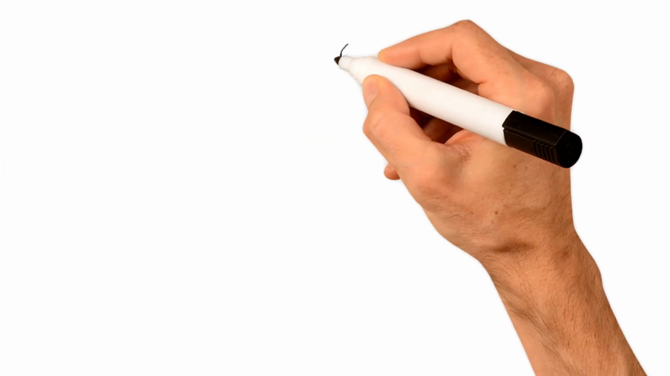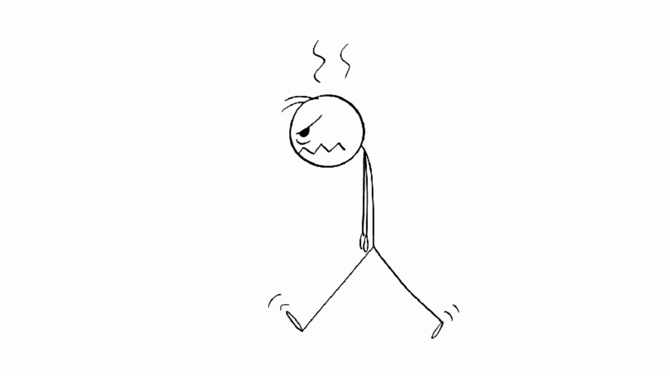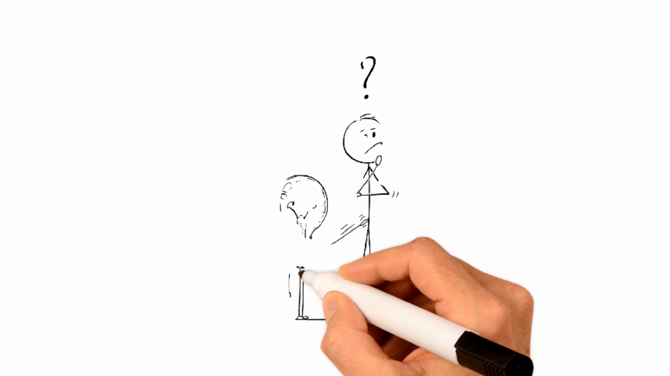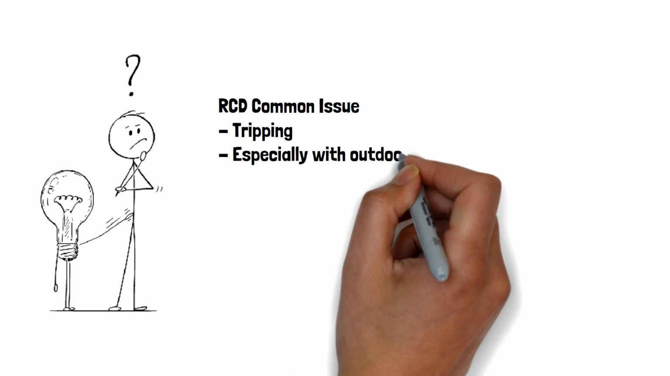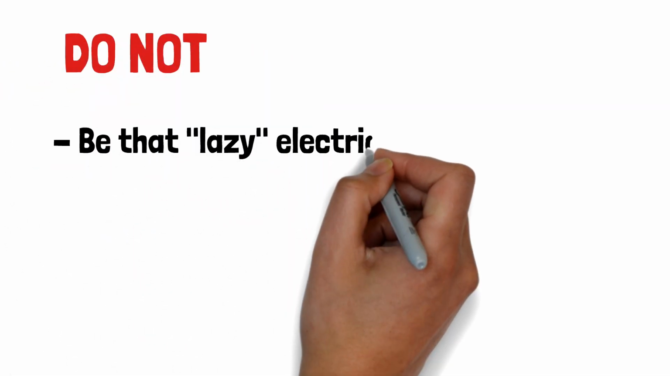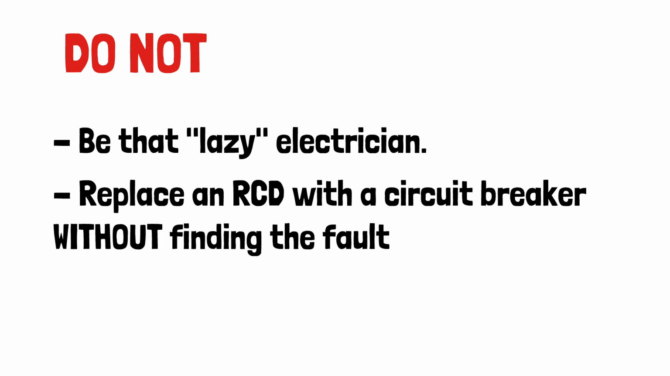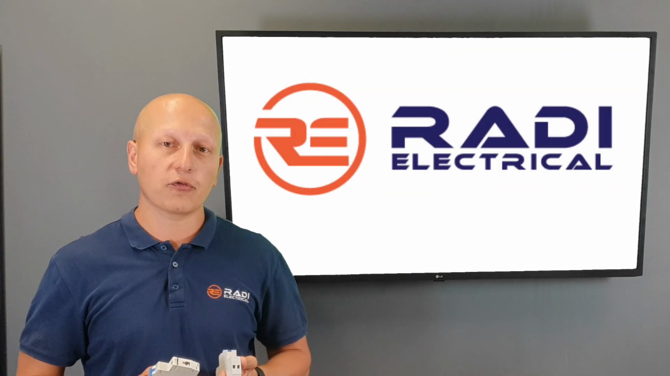Next thing, RCDs. Yes, they can be a nuisance, especially when we have tripping and when we can't determine exactly where the fault is. Because they pick up on very minute faults, they can become annoying, tripping all the time, especially with outdoor lighting circuits. We find this a lot. And one of my biggest pet hates is when I find lazy electricians that don't want to find the fault. They will replace an RCD with a circuit breaker. And unfortunately, in my experience, most of the time I find people will not be able to tell the difference. All they care about is, hey, my lights are back on, I don't need to deal with those phone calls anymore.